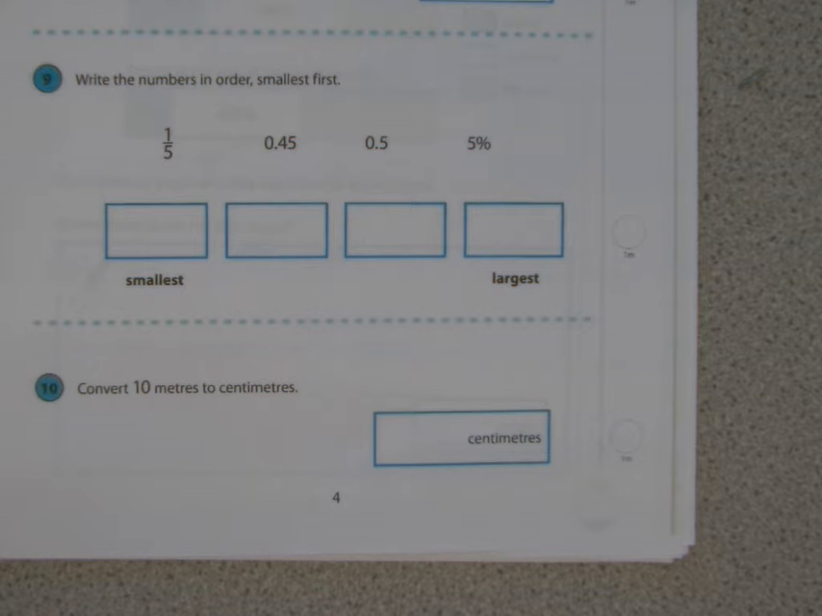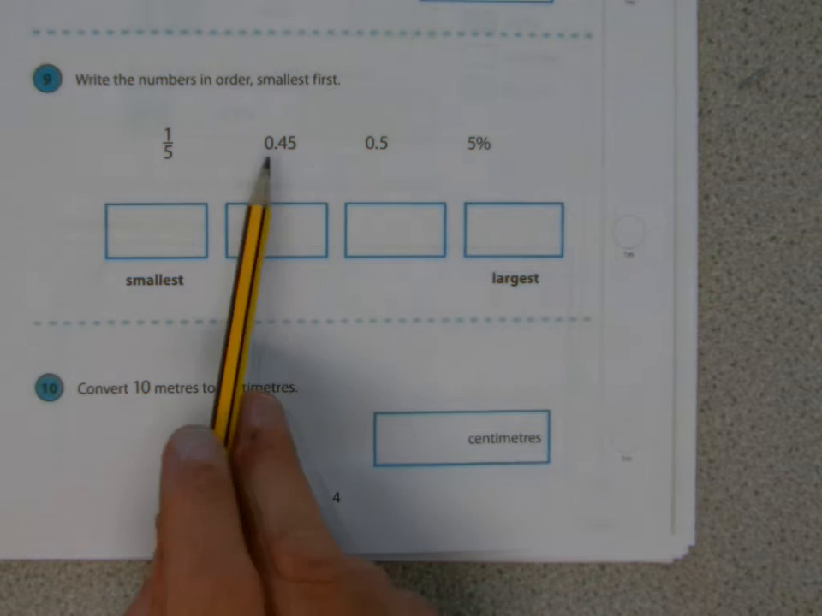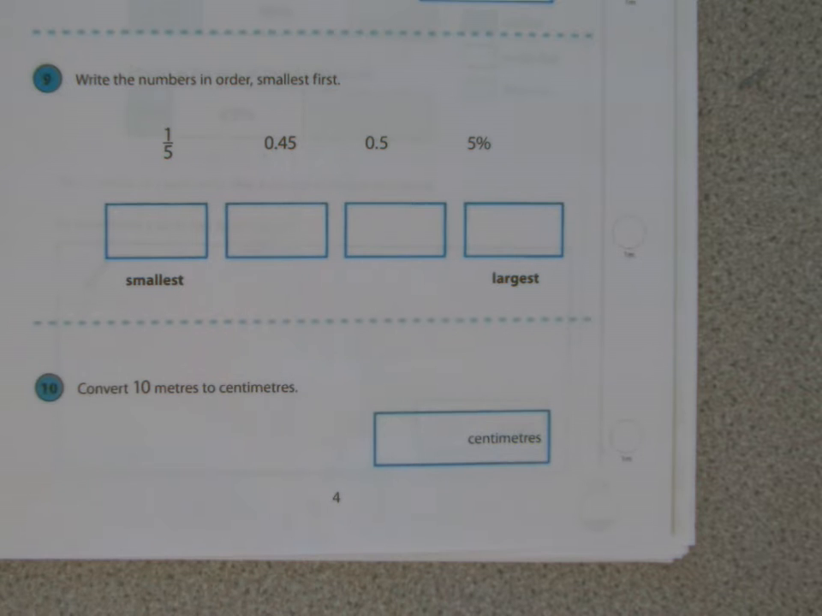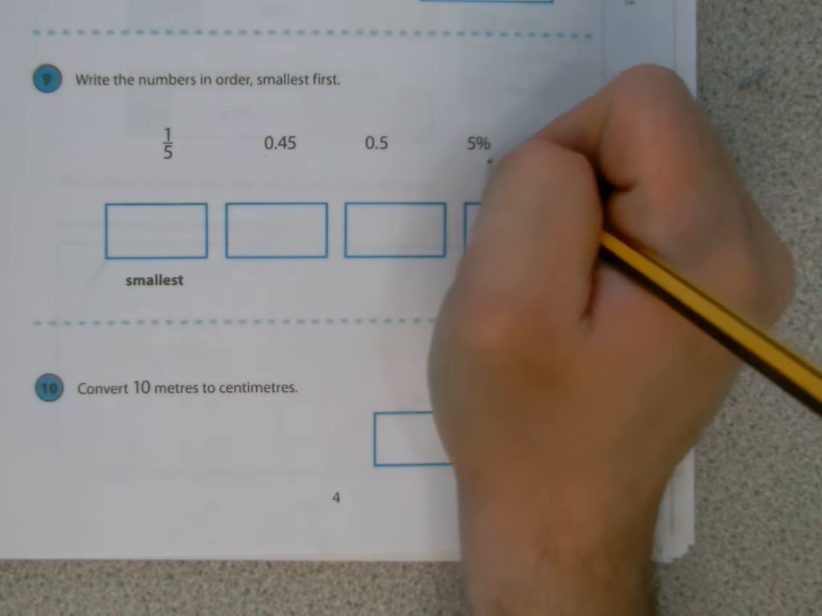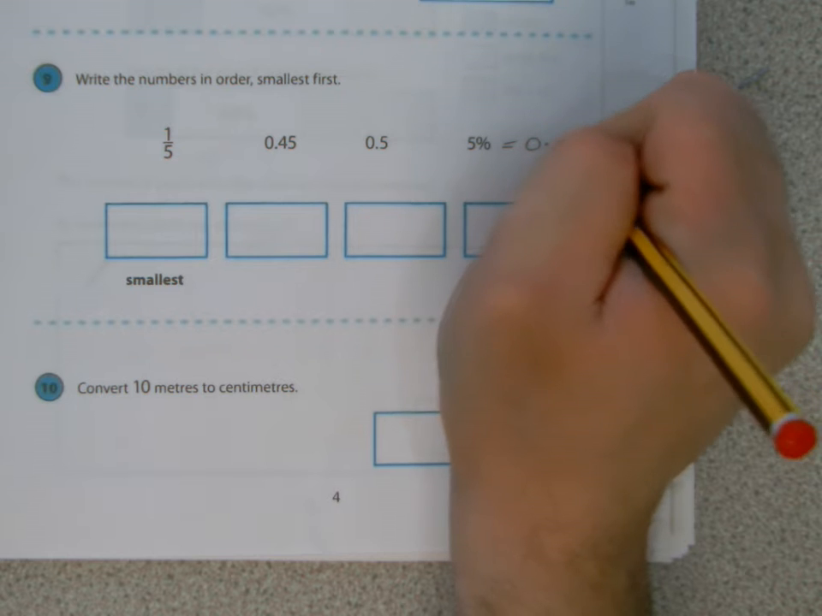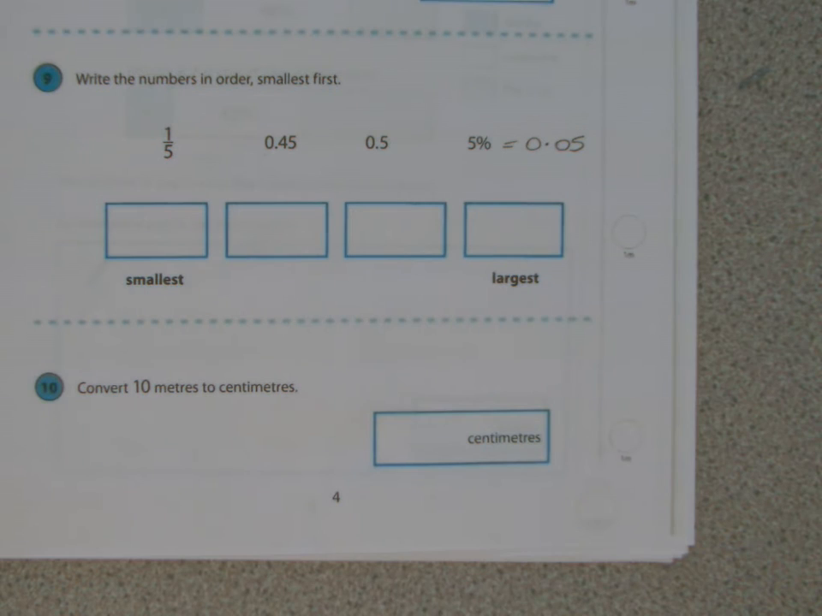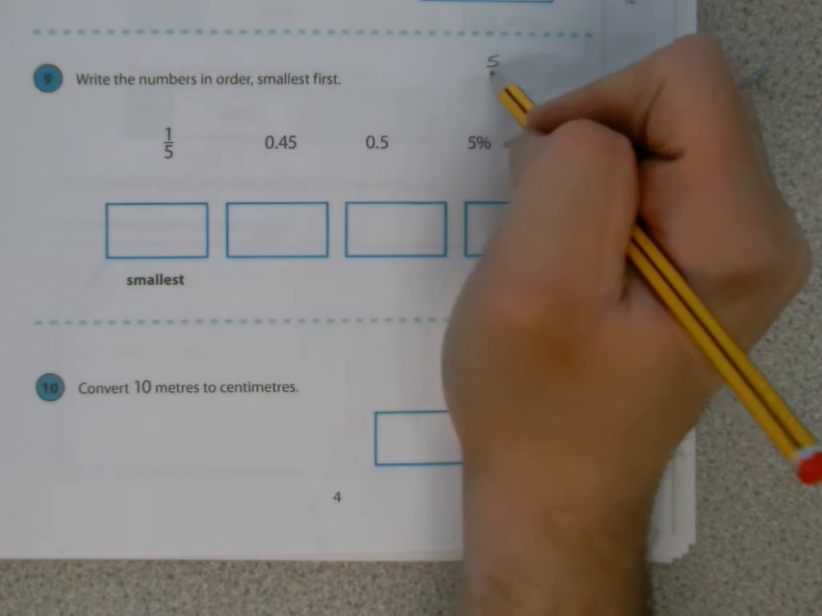You can get them as all fractions if you want, or all decimals, or all percentages. It's your choice, and it really doesn't matter which way you go. In this case, I might change them all to decimals, because I've already got two as decimals, haven't I? 0.45, 0.5. 5%, as a decimal, of course, we need to recognize that would be 0.05, okay?